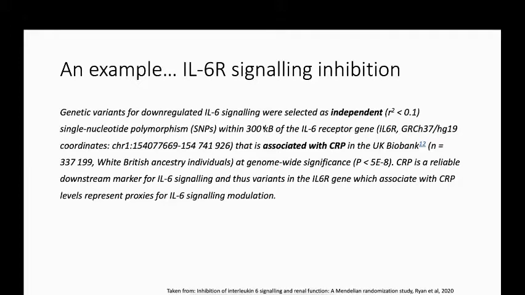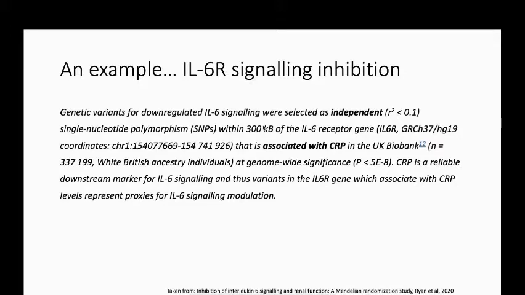Genetic variants for down-regulated IL-6 signaling were selected as independent. Again, variants that were correlated greater than 0.1 were removed. Single nucleotide polymorphisms, which are the most common cause of genetic variants, within or around the IL-6 receptor gene, where in brackets we see the position of the IL-6 receptor gene within the human genome. We selected variants within or around that gene that had an association with CRP in the UK Biobank. That was a genome-wide association study, and these were at genome-wide significance level.